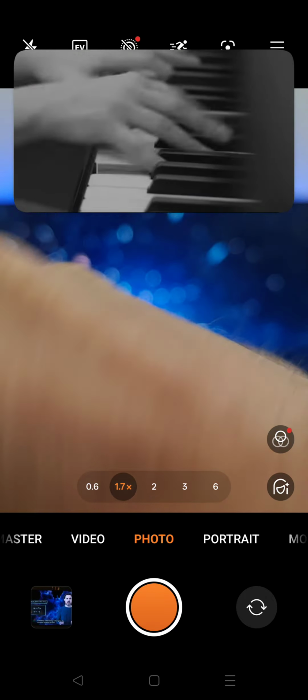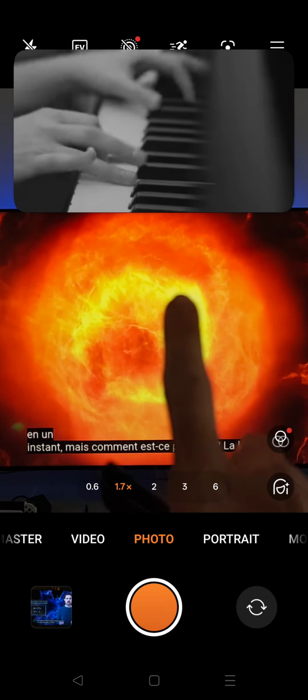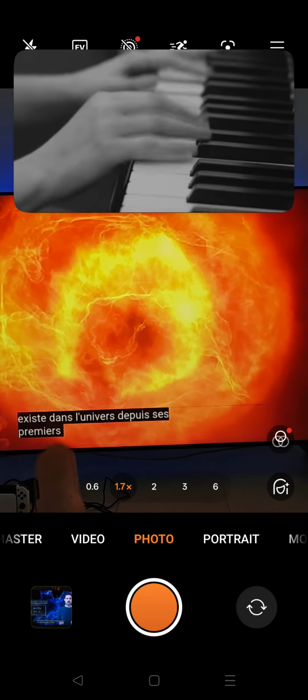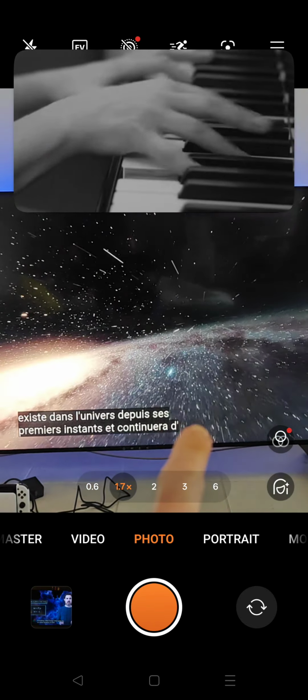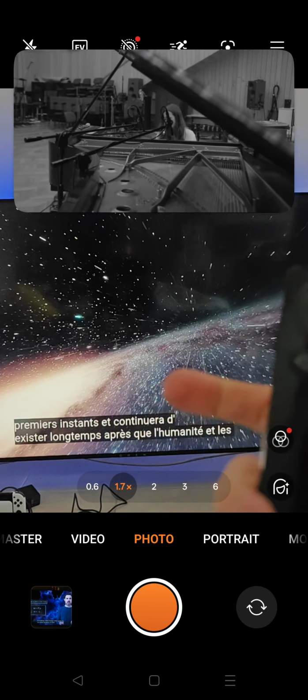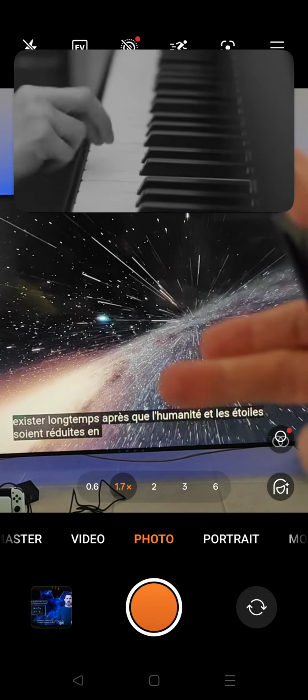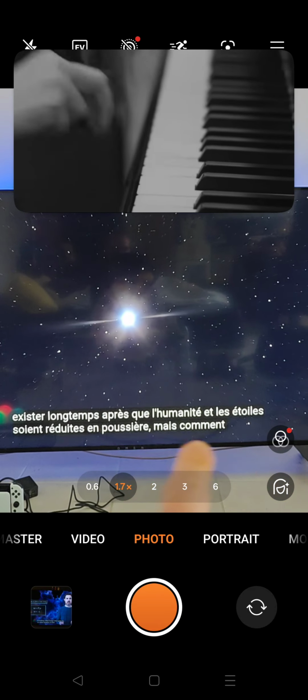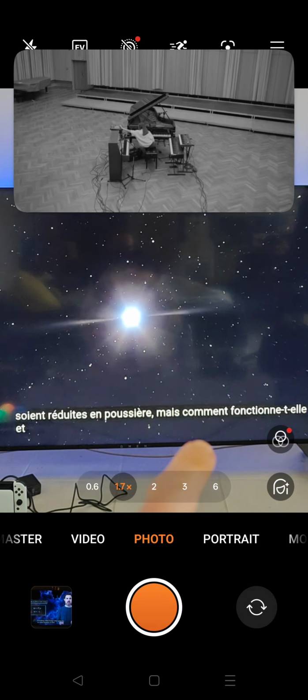Yet how can this be? Light has existed in the universe from its earliest moments and will continue to exist long after humanity and the stars are shredded to dust. But just how does it work, and how can it see?